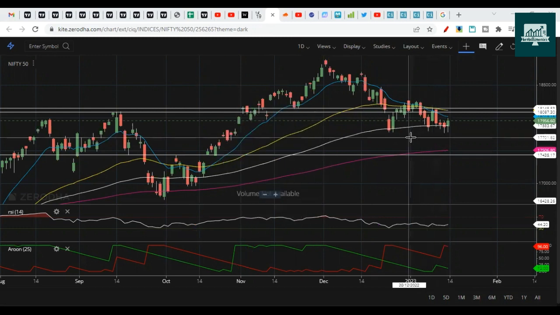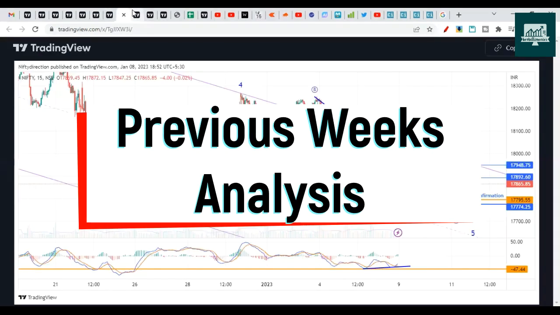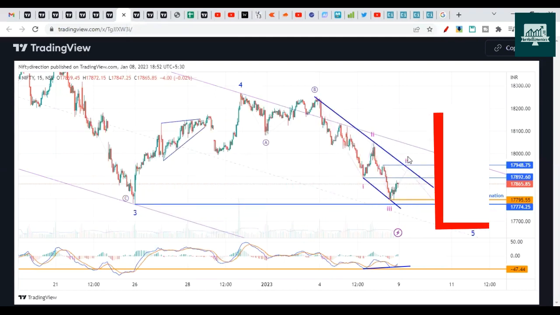So let's get started. First, we'll check the previous week's analysis. So this was the chart from previous week. We expected a bounce in the first session. On Monday, we expected a bounce. So this was the chart on 8th Jan and 9th Jan was the first session. We expected a bounce first, and then we were expecting a drop on the downside. So more or less Nifty moved like this.